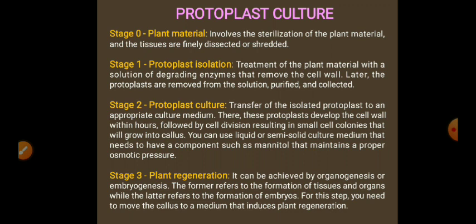After that, the protoplast should be cultured using an appropriate culture medium like MS media. When we inoculate into that media, the protoplast develops the cell wall followed by cell division. It will form small colonies, then it will go for callus. With that callus we can go for either embryogenesis or organogenesis. Then finally the desirable plant regeneration will happen.